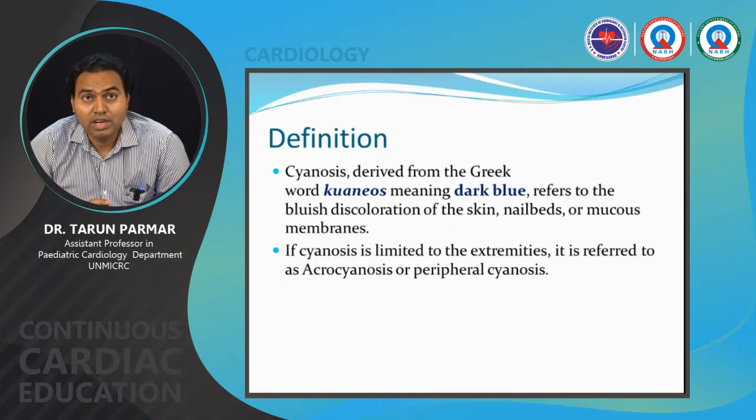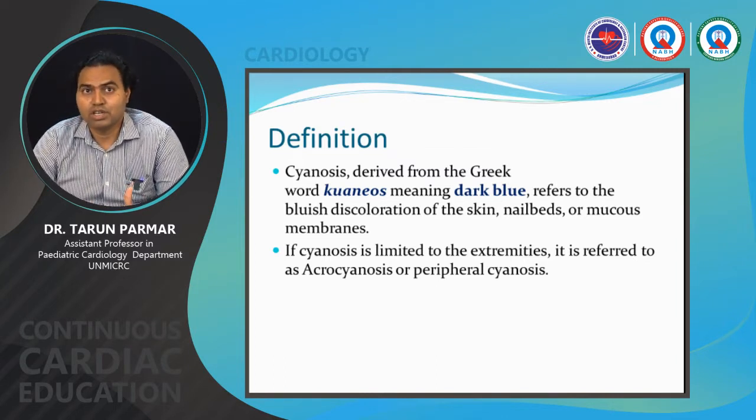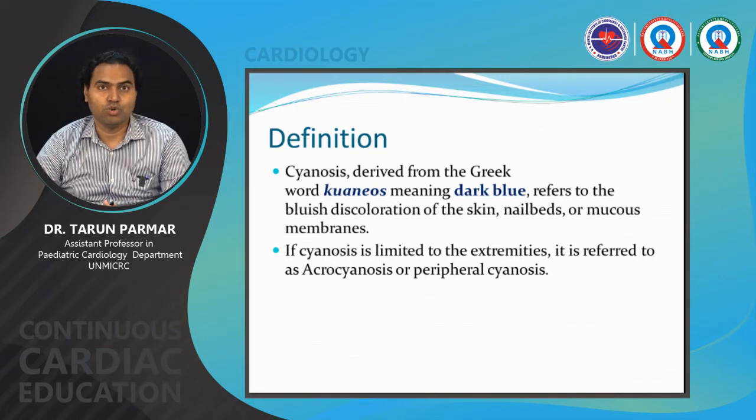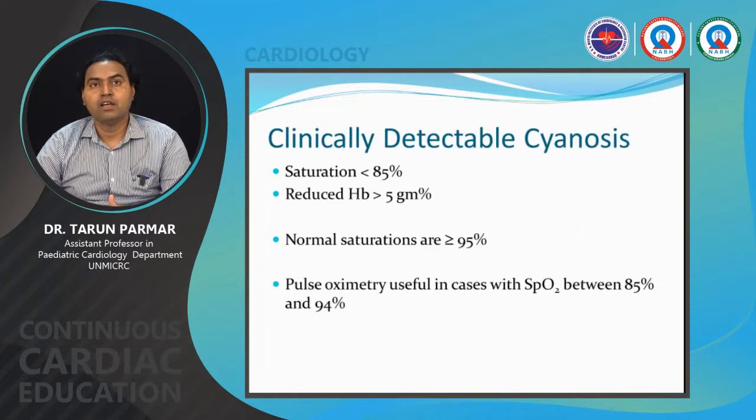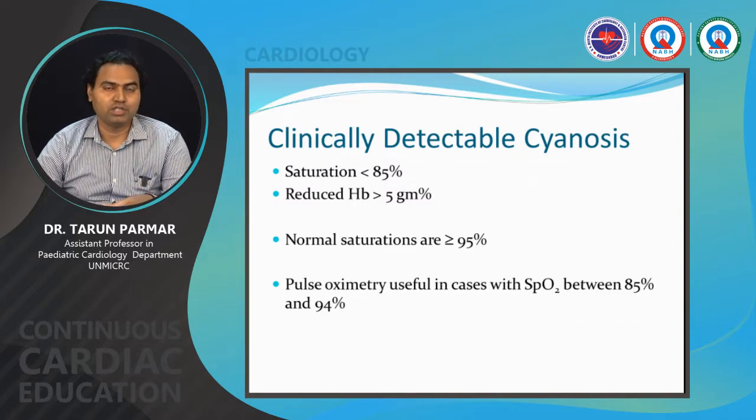So let's discuss the definition. What is the definition of cyanosis? Cyanosis, the word came from the Greek. This is known as dark blue. This is a dark bluish discoloration of the skin, nail bed, or mucous membranes. If the cyanosis is limited to the extremities, this is known as peripheral cyanosis or acrocyanosis. This is very common during the neonatal period. So when do you detect the cyanosis? Clinically detectable cyanosis is when saturation is less than 85%, and only then can you clinically detect that the patient is cyanotic.